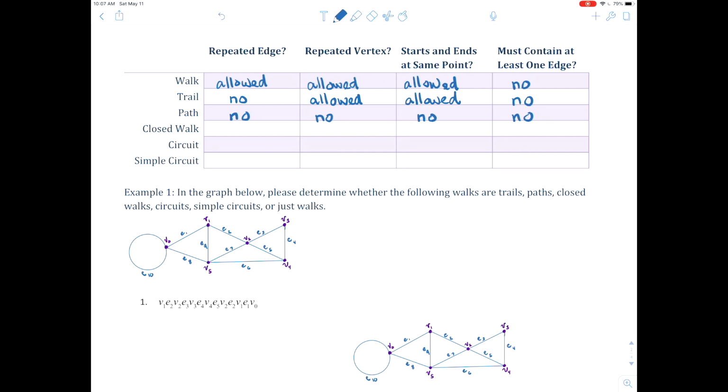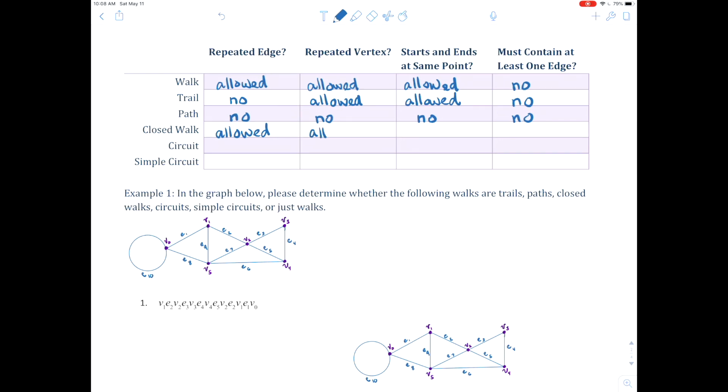All right, so closed walk. Right, so remember, circuits and simple circuits are defined from closed walks. So in a closed walk, you can have a repeated edge. You can have a repeated vertex. You have to start and end at the same point. All right, so the same vertex. And again, you do not have to have an edge.